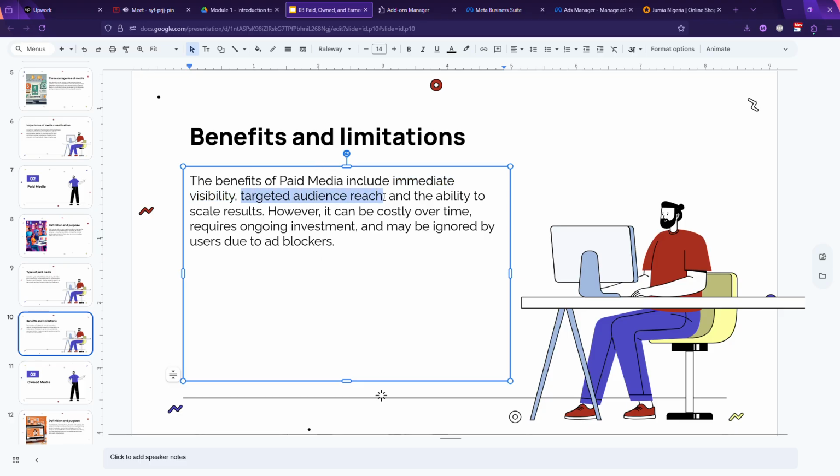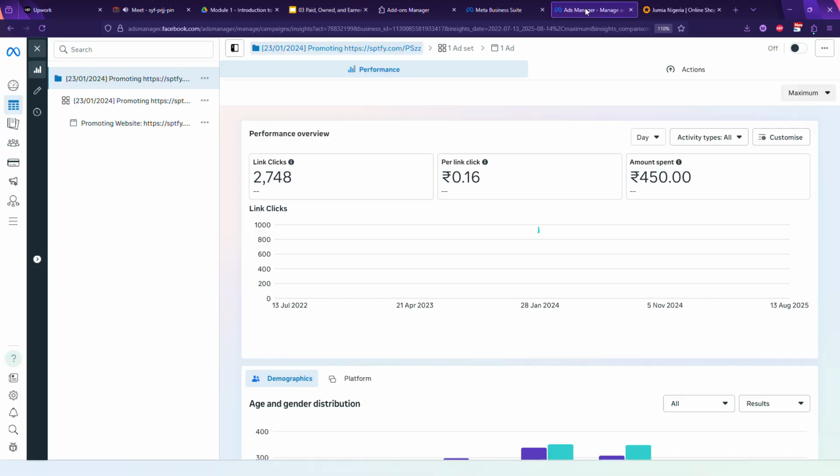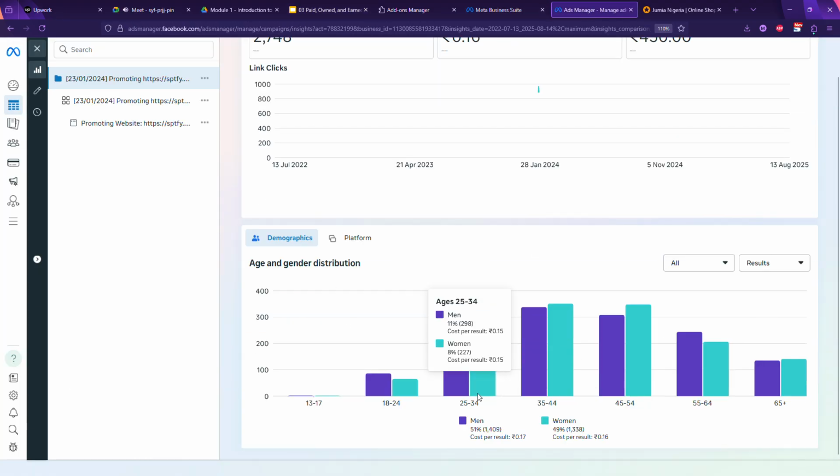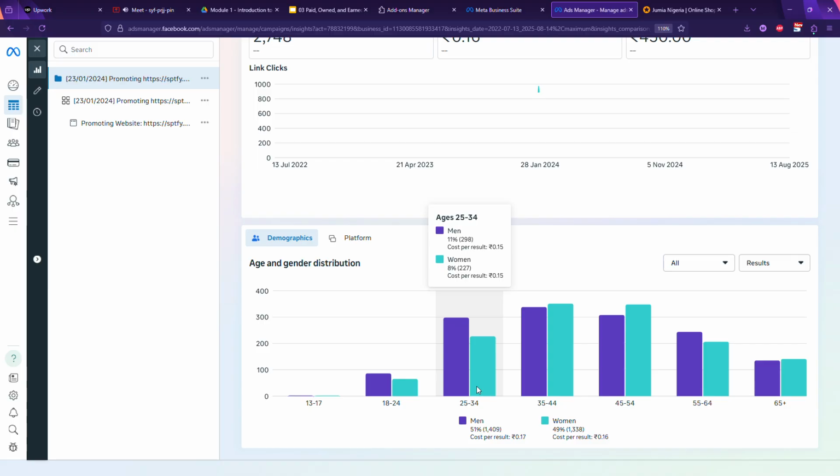It can be targeted to audience reach. We go to demographics here. This one was targeted to 18 to 65 plus, but we can also target 18 to 25. If it's about garments that only teenagers would like, we can do that.